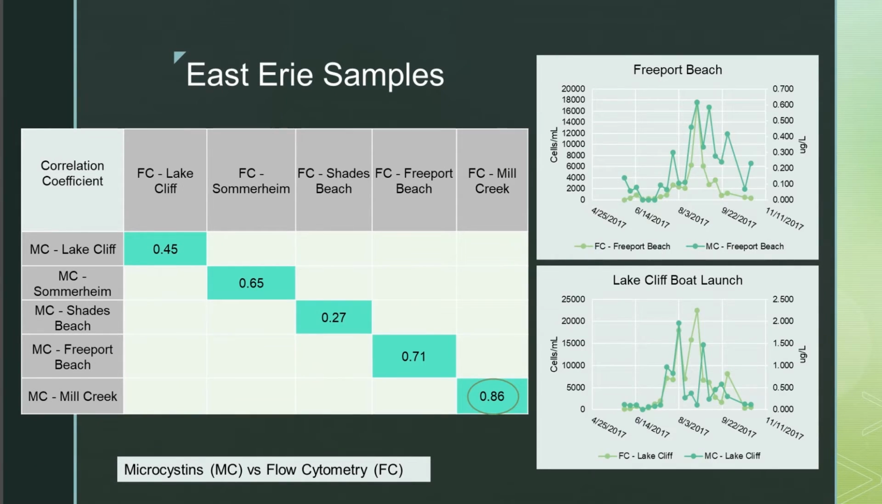And then our East Erie samples, we had some high correlations at Freeport Beach. And at Mill Creek, we took this sample at the wastewater treatment plant location. However, we only have about 6 weeks of data for this, so it's a smaller data set. So I'd have to build that data set a little bit more next summer in order to consider this valid.